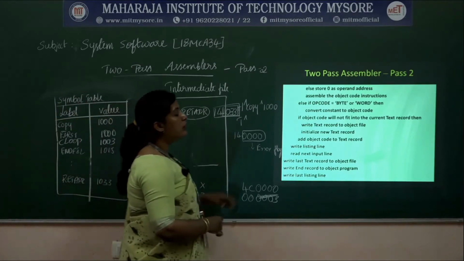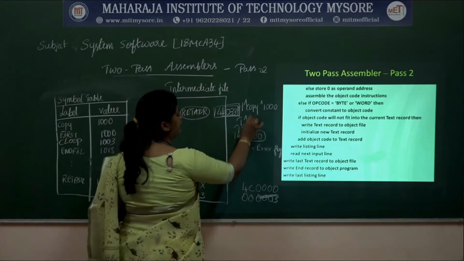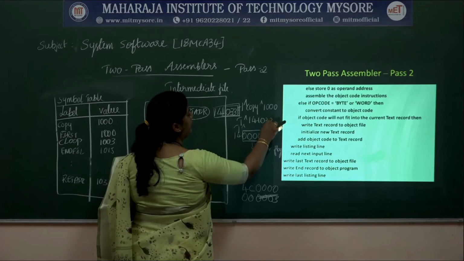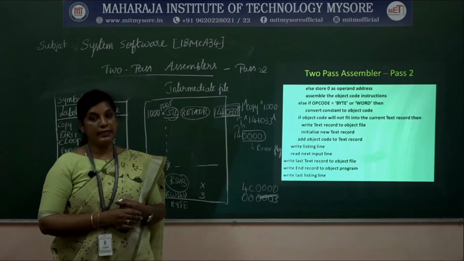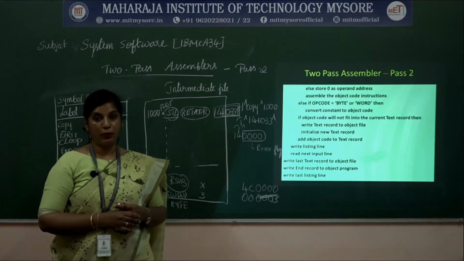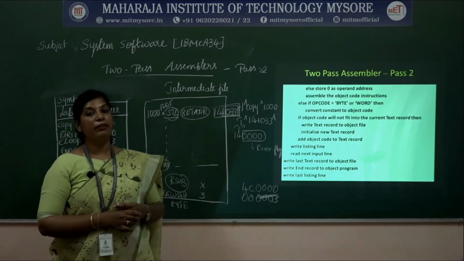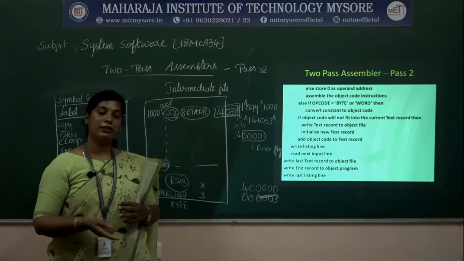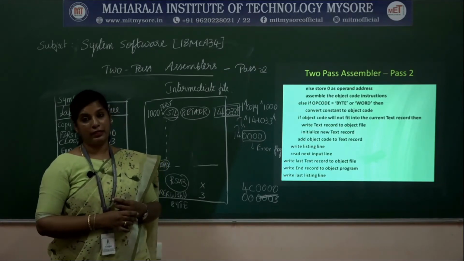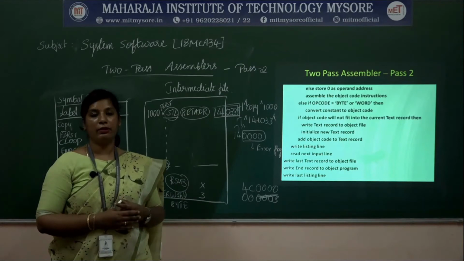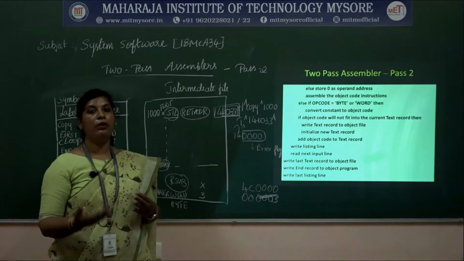If the object code does not fit into the current text record, then we have to initialize one more record. 14101033 is going to be written to this text record. The text record is capable of holding 60 hexadecimal digits, which means 10 instructions of 3 bytes length. If it is exceeded in that particular text record, the next text record will be initialized. If it is a small program, one text record is enough. If it is a longer program, one text record is not enough to fit the object code, so it is going to define some more text records.